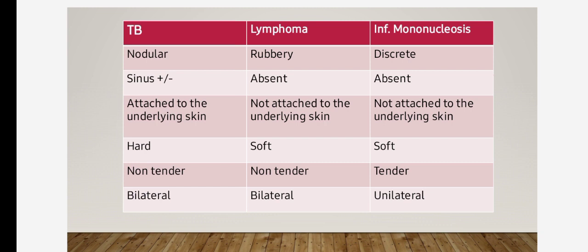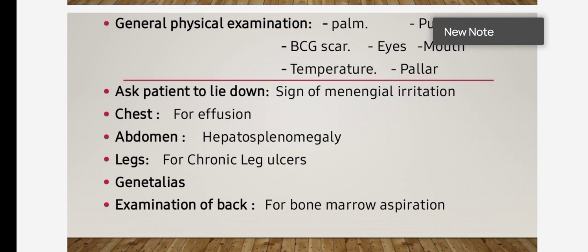Then start the general physical examination by doing height, weight, and take the temperature of the patient. Look for palmar pallor, BCG scar for tuberculosis, and whether the patient has signs of meningeal irritation. Look for changes in eyes, mouth for pharyngitis, and hard palate for petechiae. Check abdomen for hepatosplenomegaly, both for tuberculosis and infectious mononucleosis. Chest for effusion. Do genitalia examination with consent.